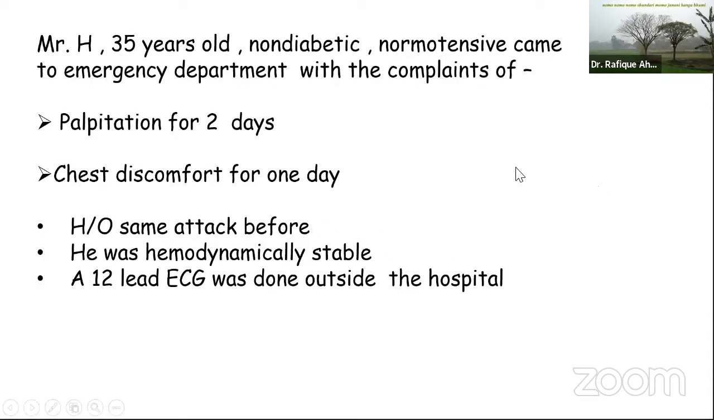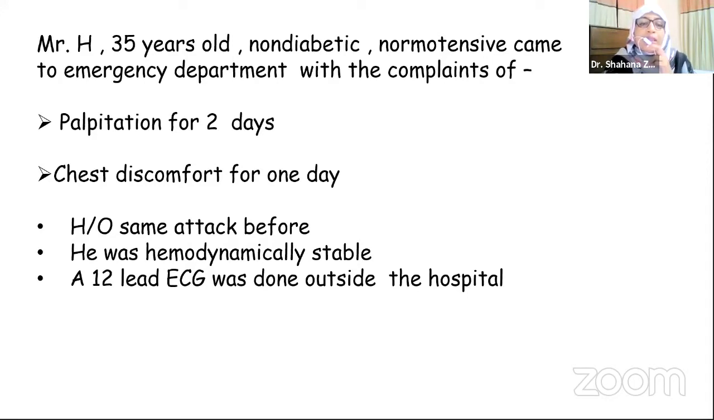Mr. S, who is 35 years old, non-diabetic, normotensive, came to cardiac emergency with the complaints of palpitation for 2 days and chest discomfort for 1 day.